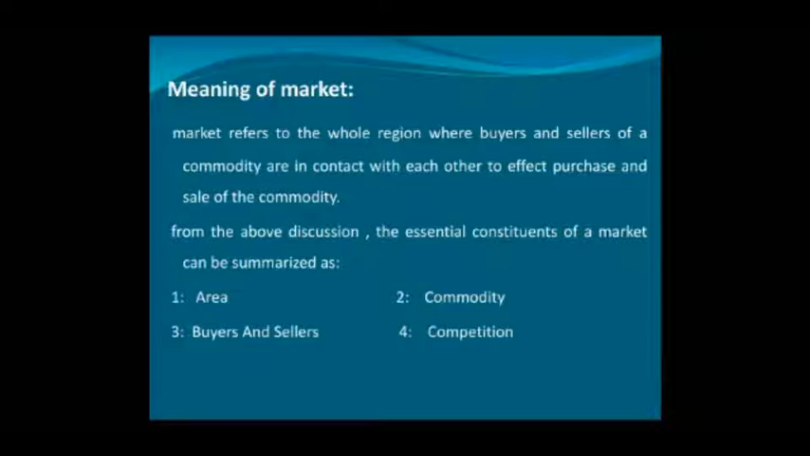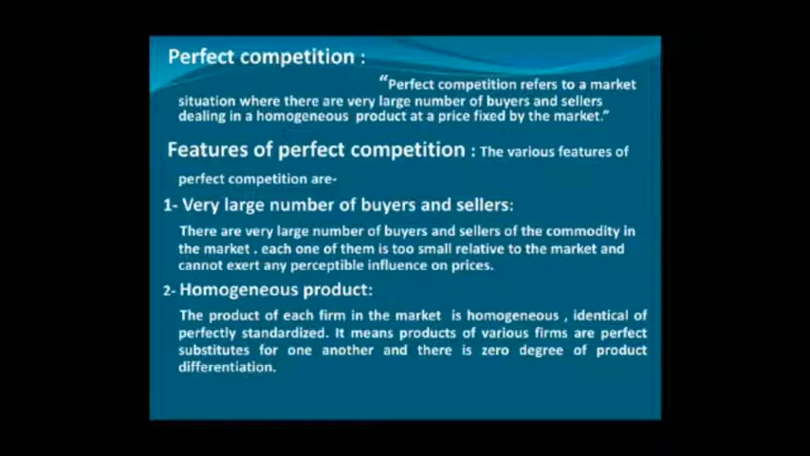Here, forms of market are classified into two conditions, perfect competition and imperfect competition. Let us discuss perfect competition. Perfect competition refers to a market situation where there are very large numbers of buyers and sellers dealing in a homogeneous product at a price fixed by the market. In the perfectly competitive market, sellers sell a homogeneous product at a single uniform price. The price is not determined by a particular firm but by the industry.